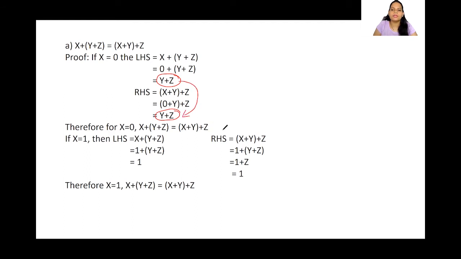Hence, we have proved this for the value x equals 0. Now let's go ahead and take x as 1. What happens? Again, let's take the left hand side, which is x plus y plus z. I'm substituting the value of 1.